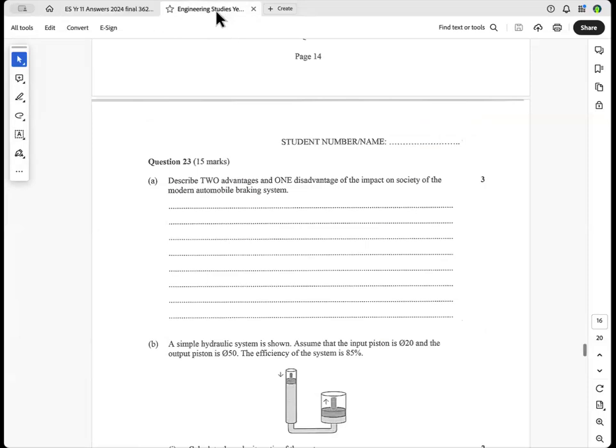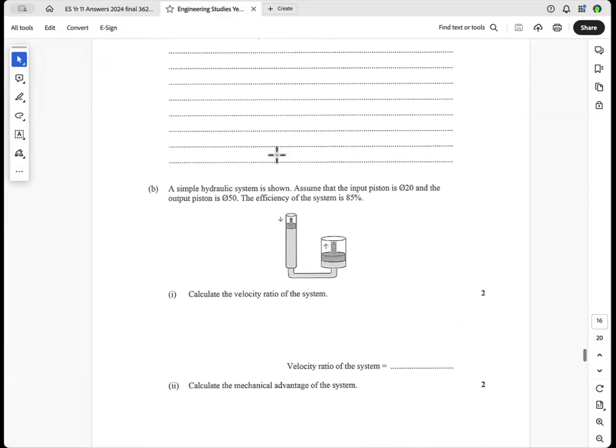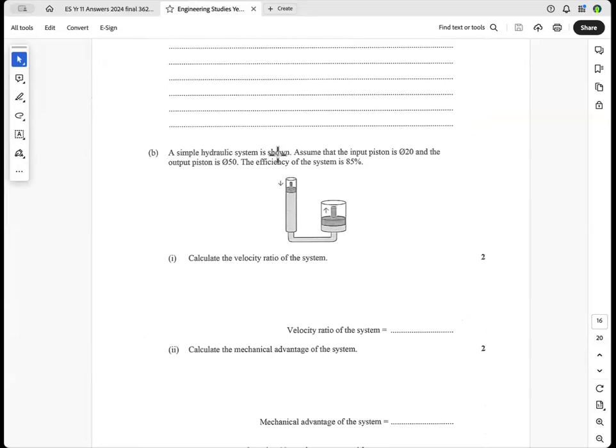Okay, the next question. Now, when I did this question, I thought this is too easy, because remember, I explained to you the velocity ratio is the distance the effort moves over the distance the load moves. And with a hydraulic system, it's simple. I derived that for you, and it's not in your formula sheet, so you've got to remember that. It's big phi squared over little phi squared. It's a simple equation. And so all you have to do is put down 50 squared divided by 20 squared, and that's your velocity ratio.